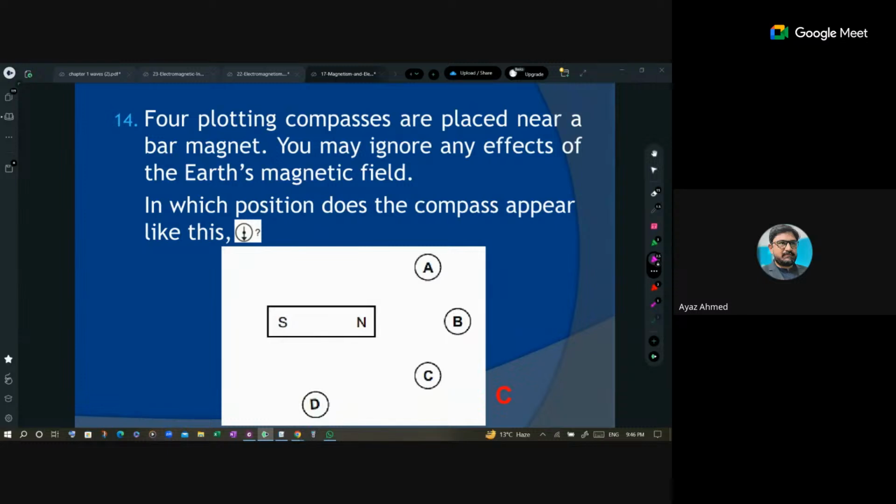Four plotting compasses are placed near a bar magnet. You may ignore any effect of the Earth's magnetic field. In which position does the compass appear like this? As I told you, magnetic field lines start from north and end up at south. So here it would be something like this. Similarly, the magnetic field lines appear from north and they reach the south this way and this way.